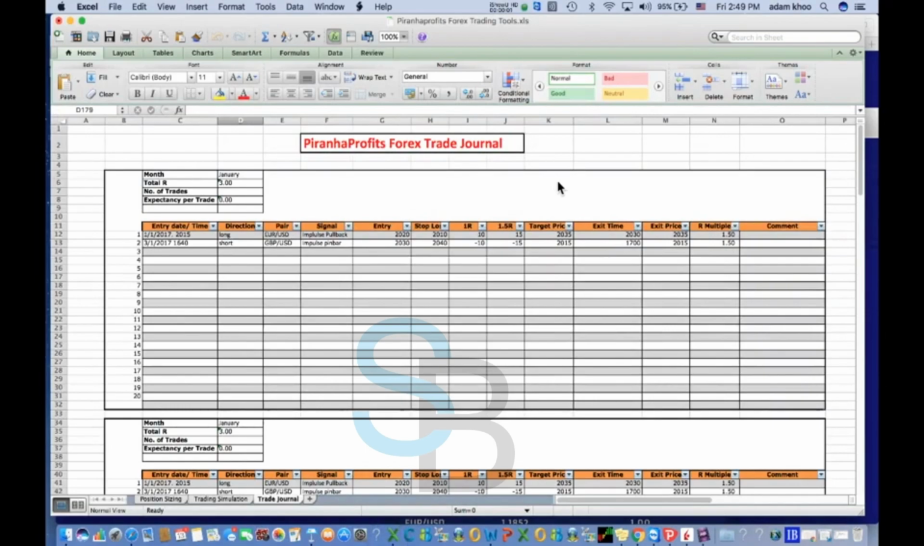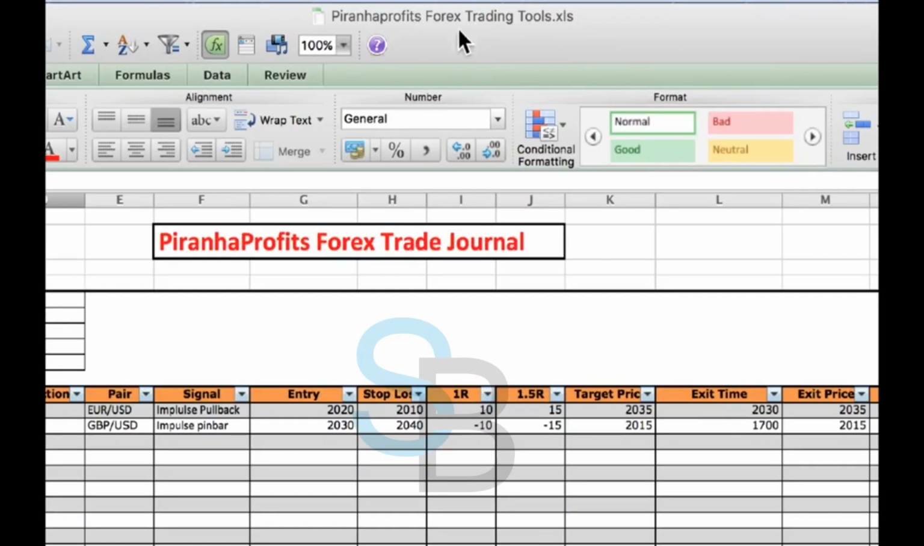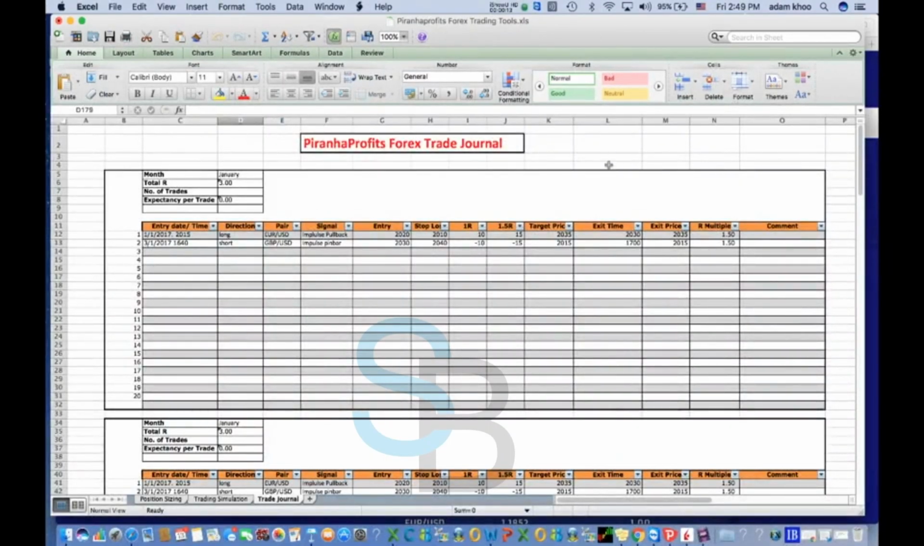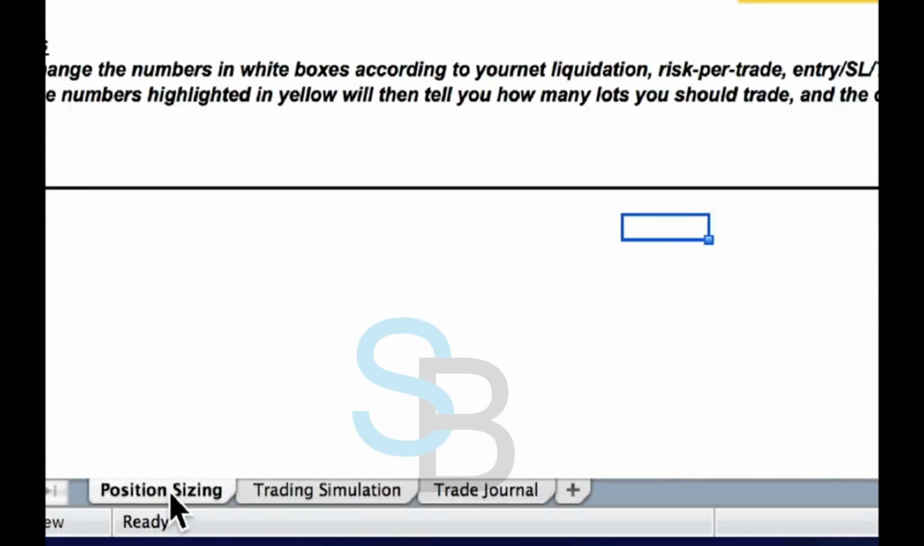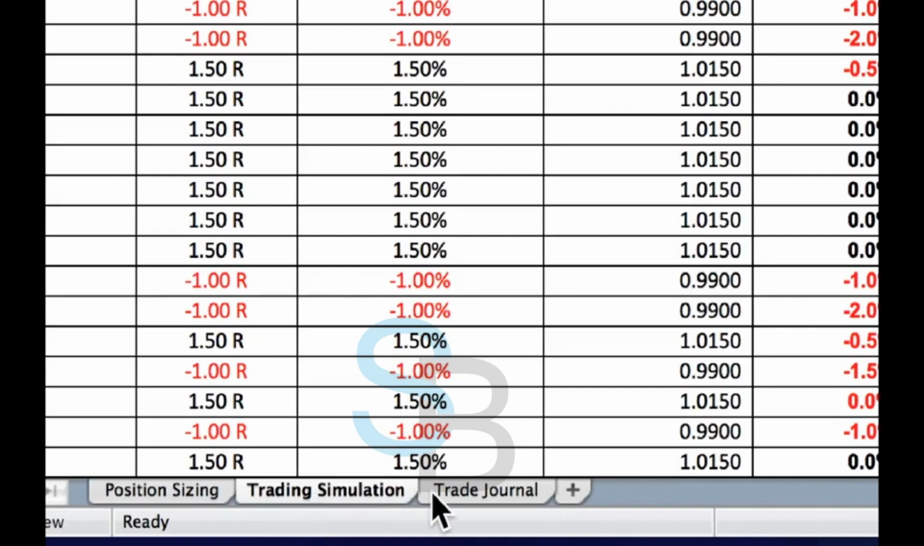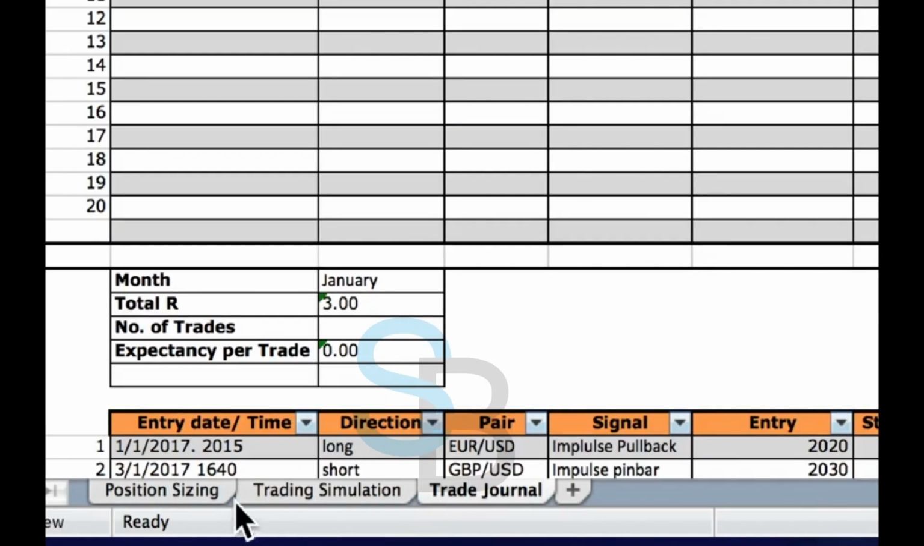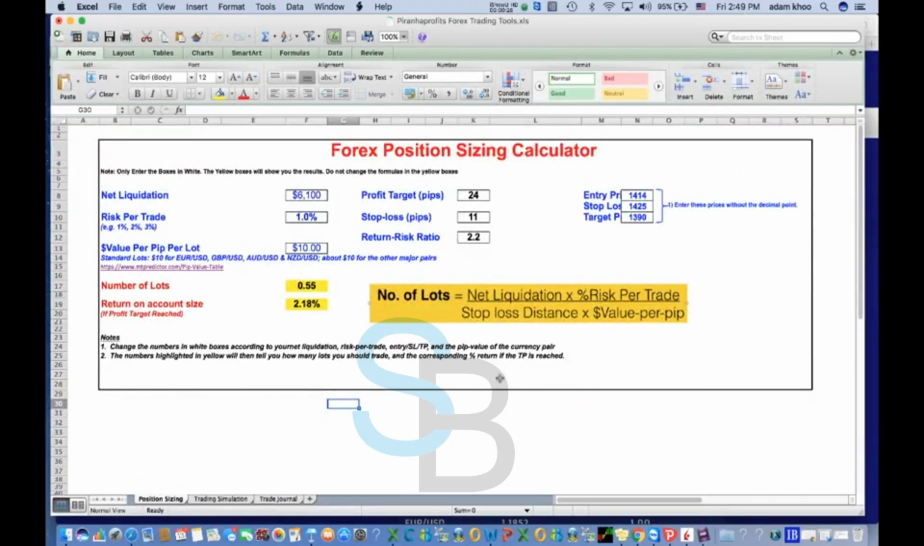Alright, so the next thing will be trading resources. Yeah, so as part of this package, you can download from the website the Piranha Profits Forex trading tools. So in this Excel workbook, you can see under tabs, there are 3 tabs: position sizing, trading simulation, and the trade journal. So the first thing you can use is the position sizing calculator that I have over here. And again, you could choose to use the ones online as well.